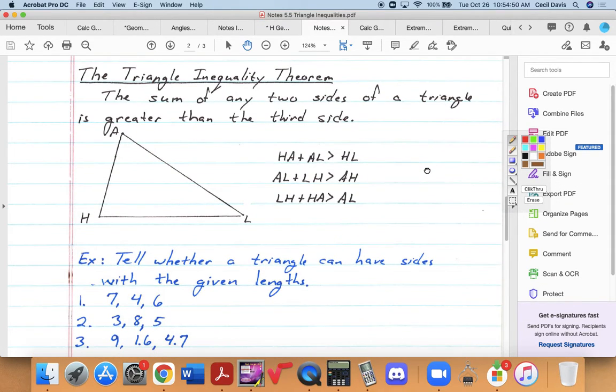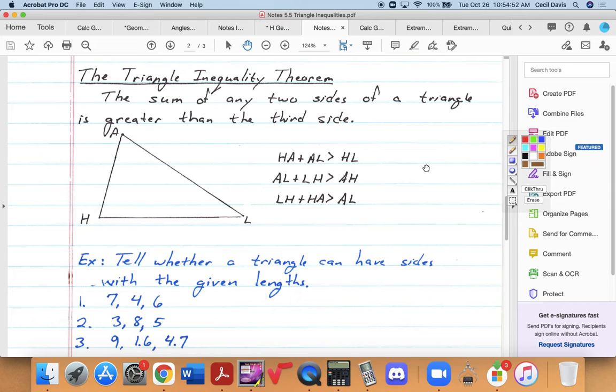The triangle inequality theorem. You actually learned this in 7th grade. Yes, I know you've slept since then, so you probably have forgotten it. But basically what it says is the sum of any two sides of a triangle is greater than the third side. And you're like, well, yeah, it has to be, right?